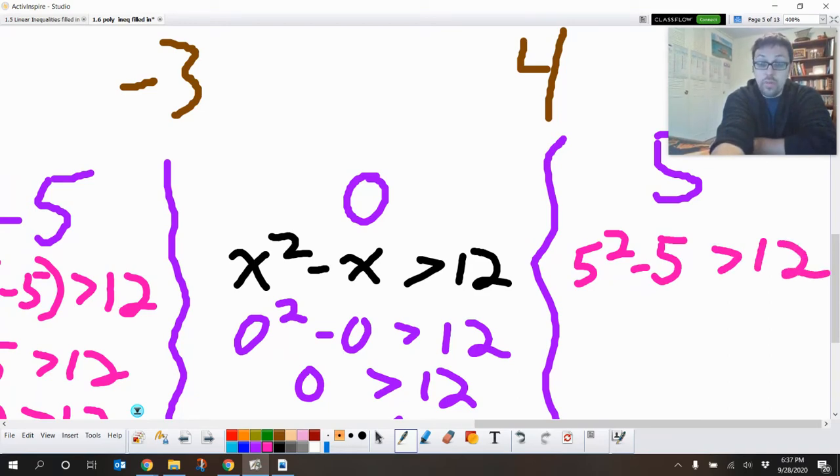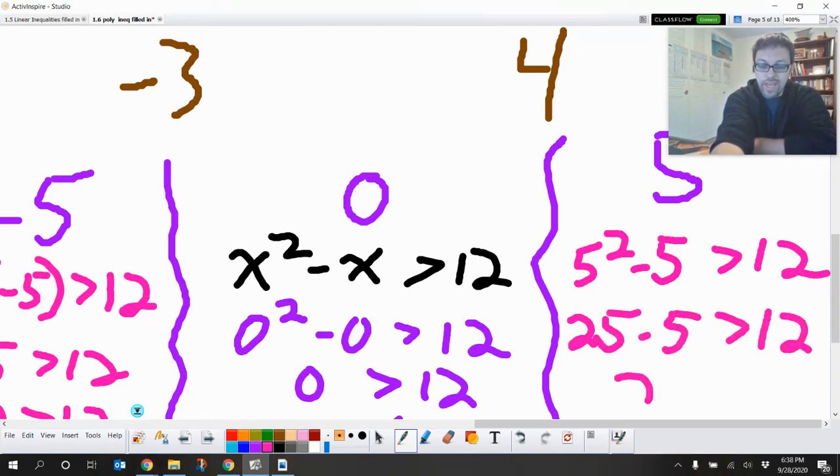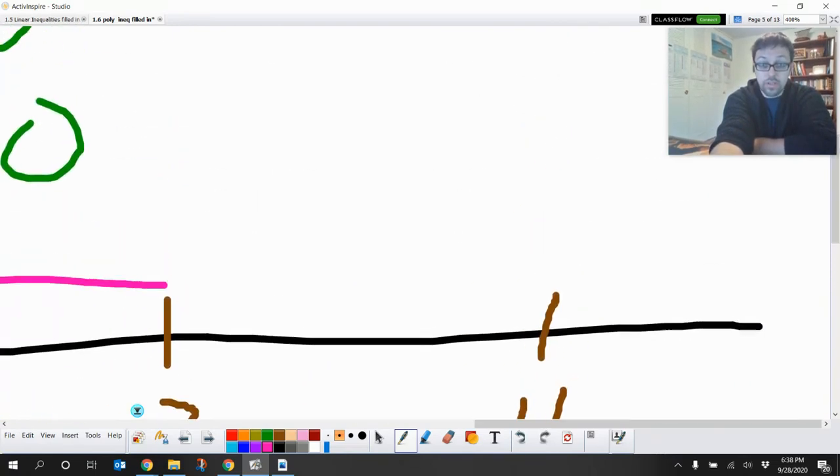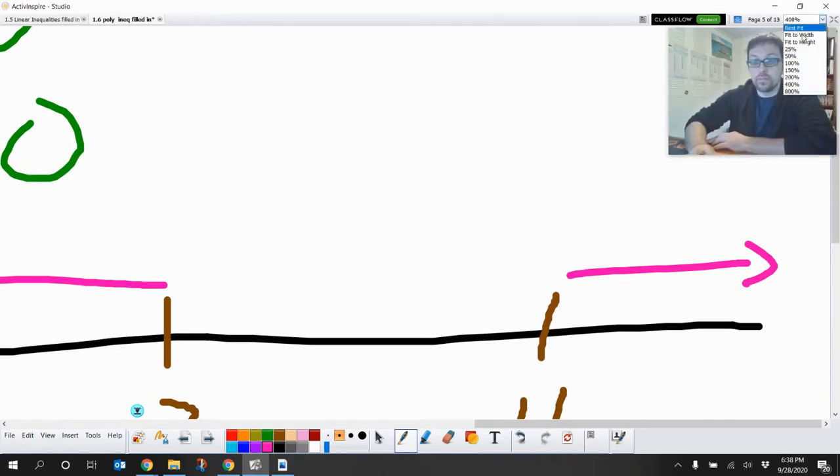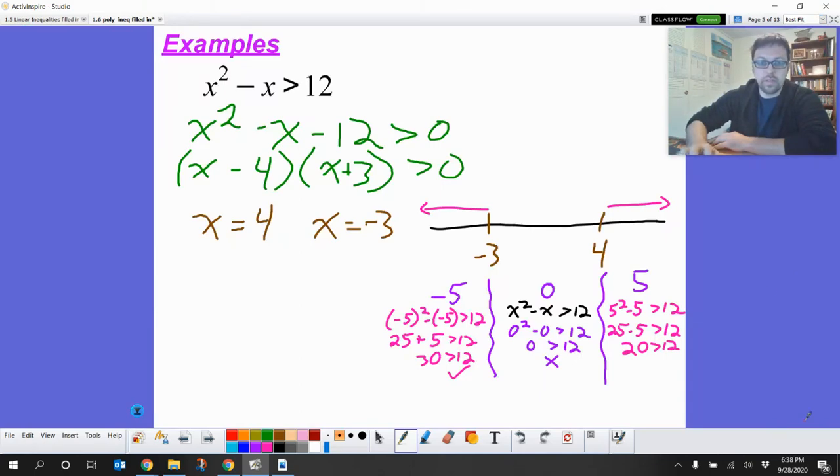Checking over here, we've got 5 squared. That's 25 minus 5. Is that bigger than 12? Yeah, 20 is bigger than 12. So this area works, so I do have graph everywhere over there. I'm going to zoom back out so I can see the full thing. All right.